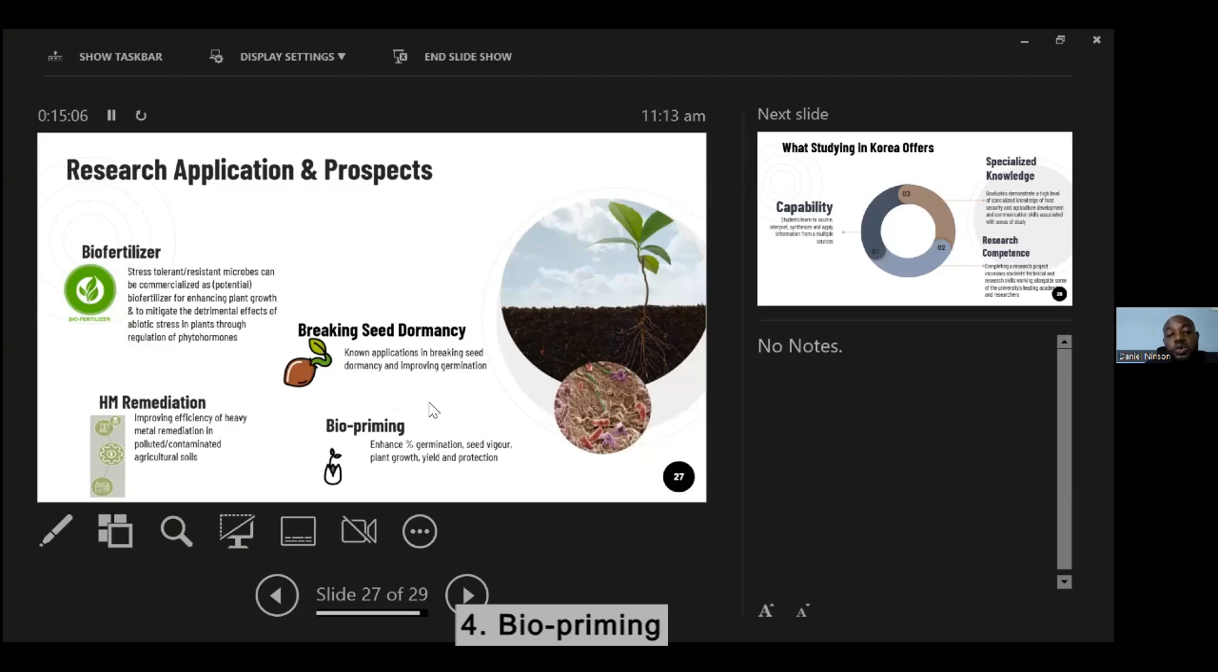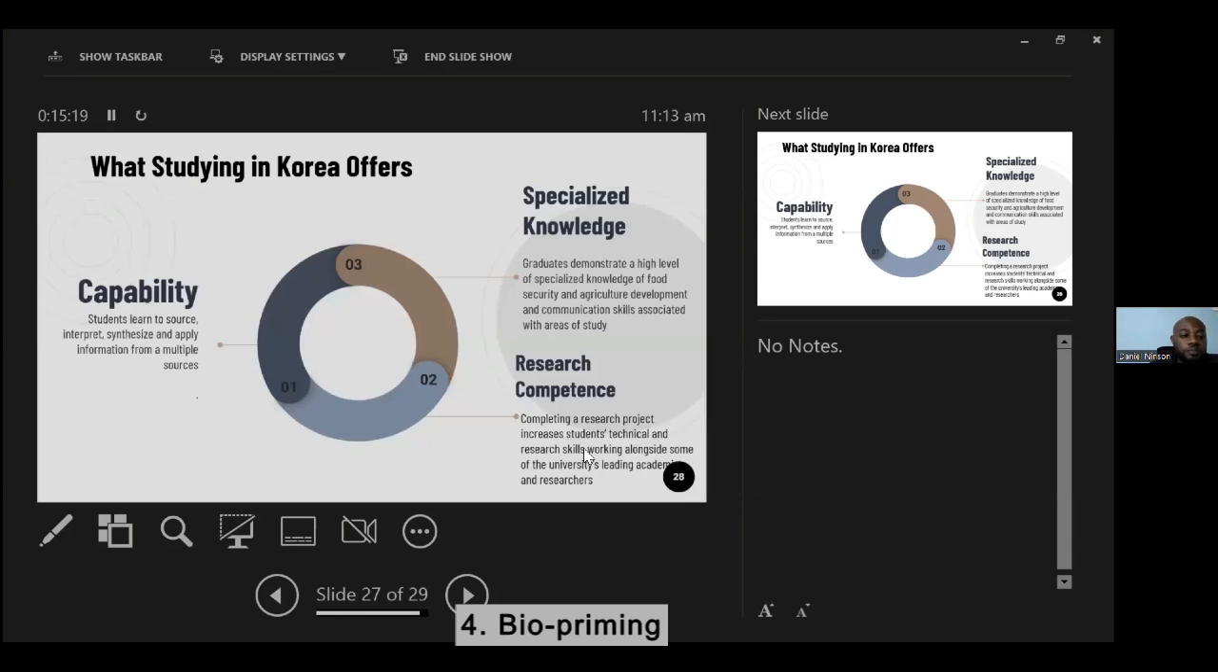There are also applications in biopriming, where they have been used to enhance germination percentages, improve seed vigor, and also enhance yield and crop protection as well.